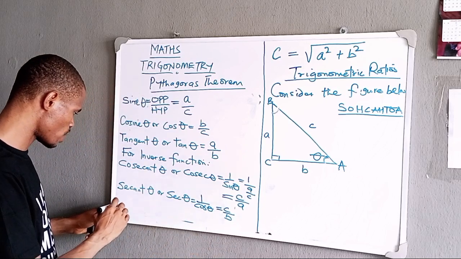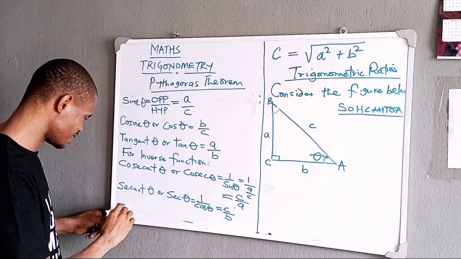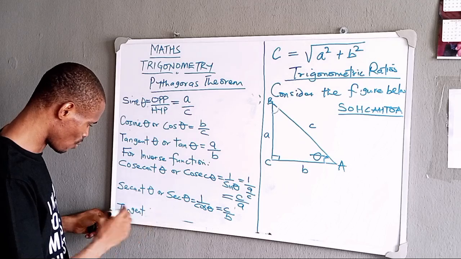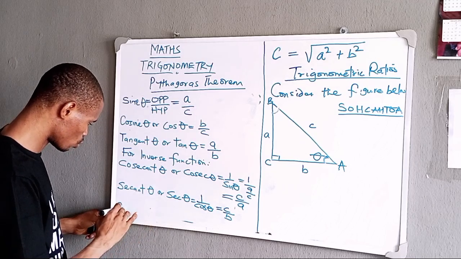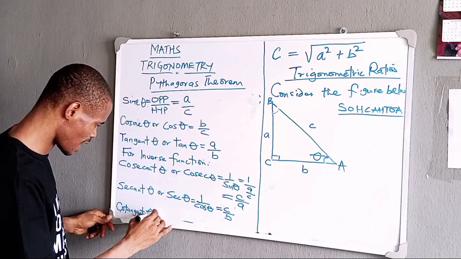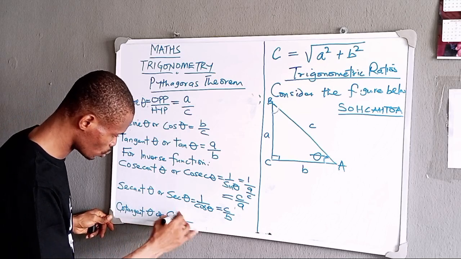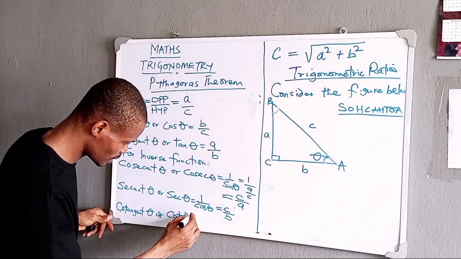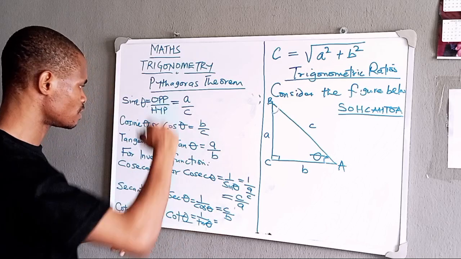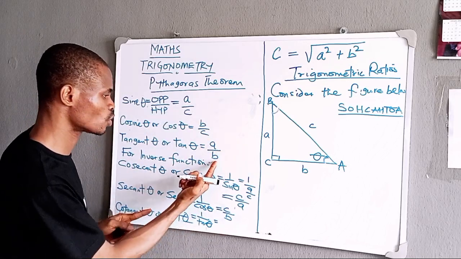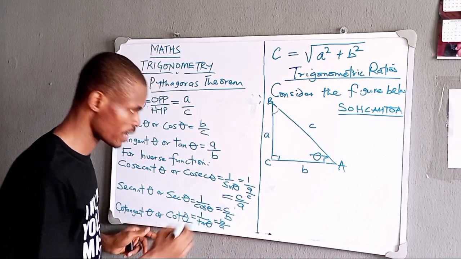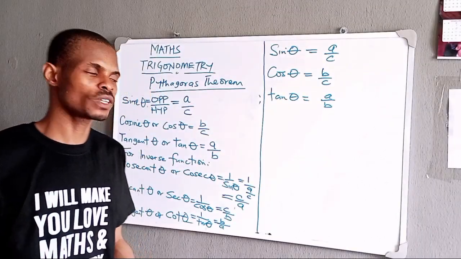And then finally, we have cotangent. Cotangent theta, or for short, we call it cot theta. Cot theta is 1 over tan theta, that is the inverse of tangent theta, which automatically becomes B over A. So we have it as B over A. This helps us in solving problems.